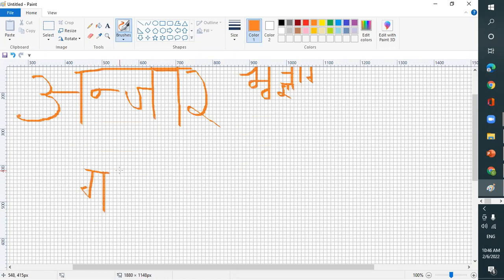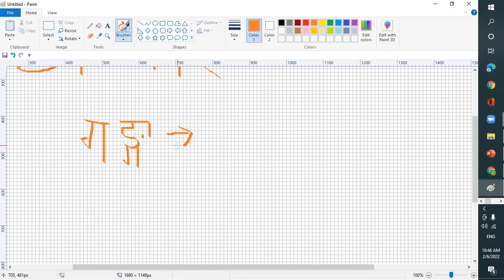Let me just do this. G. This is how we write Ganga. Actually, this is how Ganga is actually written. Correct? Ganga. Now these days they write somewhere different. So, how do I write Ganga now in Sharda Lipi? Let me show you that.